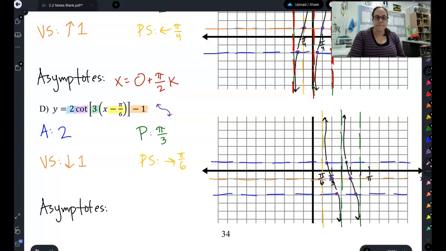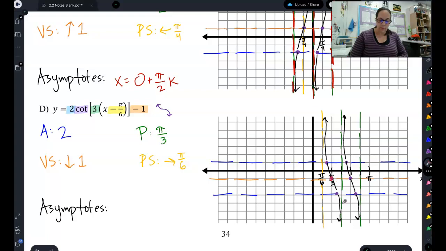Let's check your work. I went down 1 for my vertical shift, up 2, down 2 for my amplitude. I went right pi 6 for my phase shift. And because this is cotangent, I don't need to center it on that. I just need to go pi thirds over for the period. And there's my first line. And then I just have to put the cotangent shape in there.